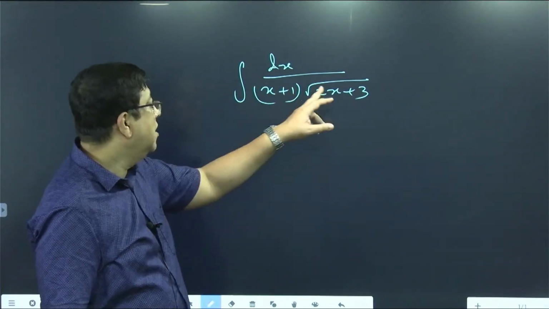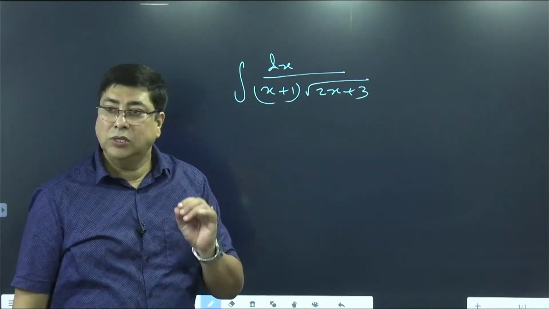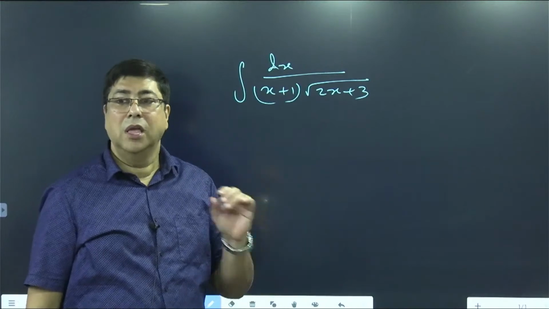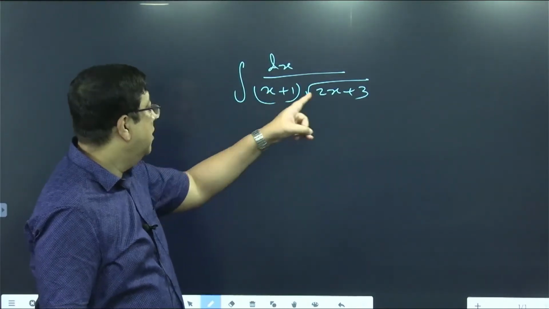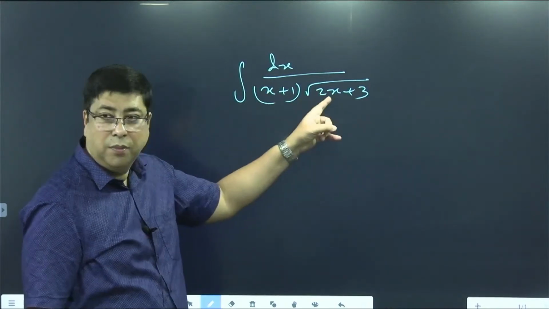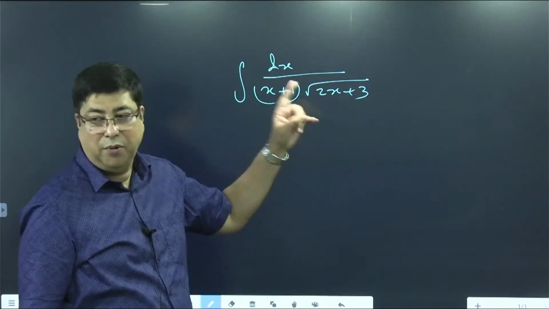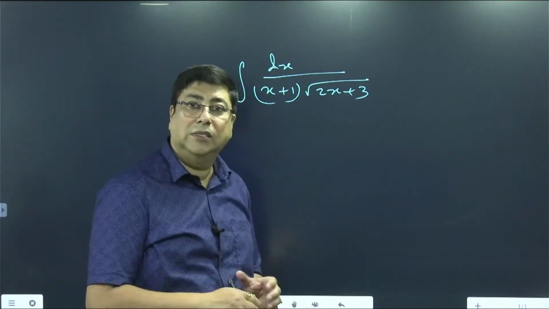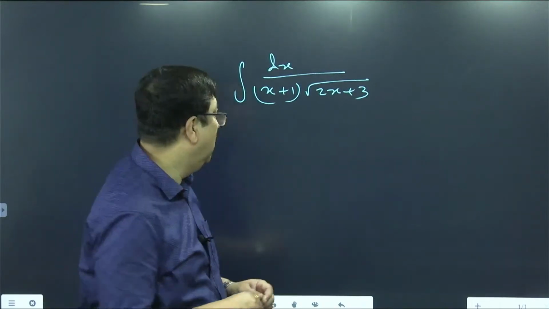Can you remember? Outside linear, inside linear. Linear means 1 power of x. Don't think about the constant because we can manage the constant in any way. Outside linear, inside linear in any form, then we have to take inside equal to t square. There are a lot of such formulas, so we'll discuss just 3 popular methods today.